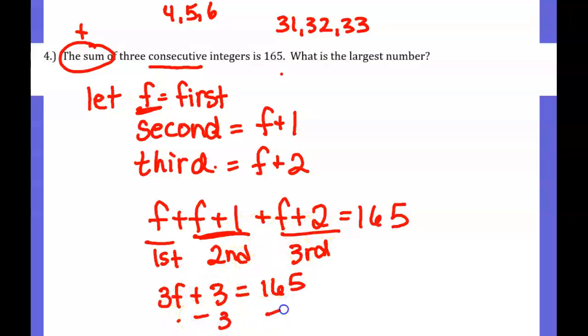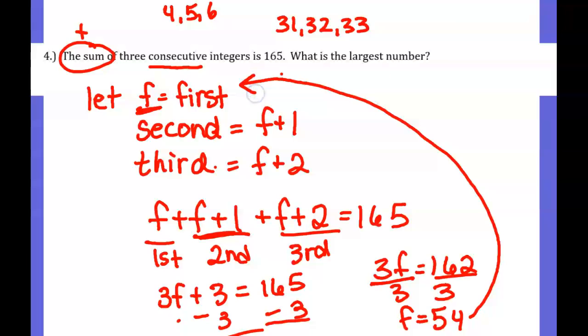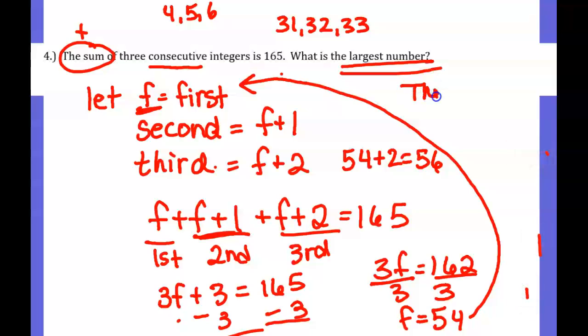I'm going to subtract 3 from both sides, running out of space, so 3f is going to be equal to 162. And then I'm going to divide both sides by, whoops, not by f, but by 3. Divide both sides by 3, and our f is going to be equal to 54. But be careful. That's our first number. What's the question asking for? The largest number. The largest number is going to be 54 plus 2, which is 56. So we would write the largest number is 56.